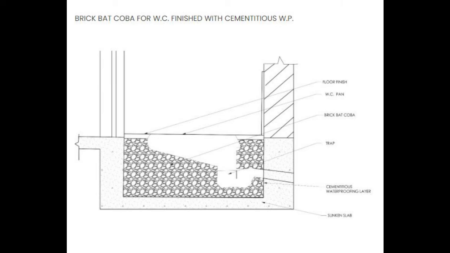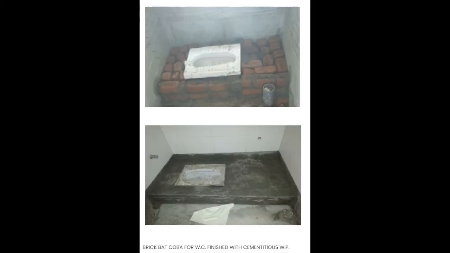is cementitious waterproofing or polyurethane coating again. So this coating is applied throughout the sunken portion of the toilet or the WC, and it is extended again to at least 300 mm on all sides vertically, as I told you in the case of bathrooms. So the WC pan is placed along with the trap, and a small drain pipe is placed at the bottom so that water can be drained out. The cementitious waterproofing is cured for about 2 to 3 days.